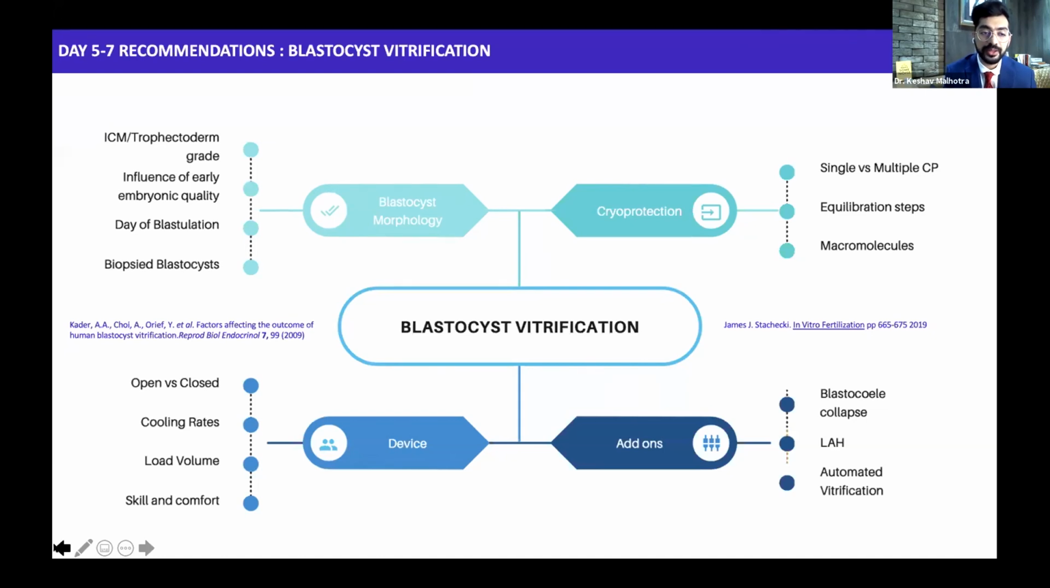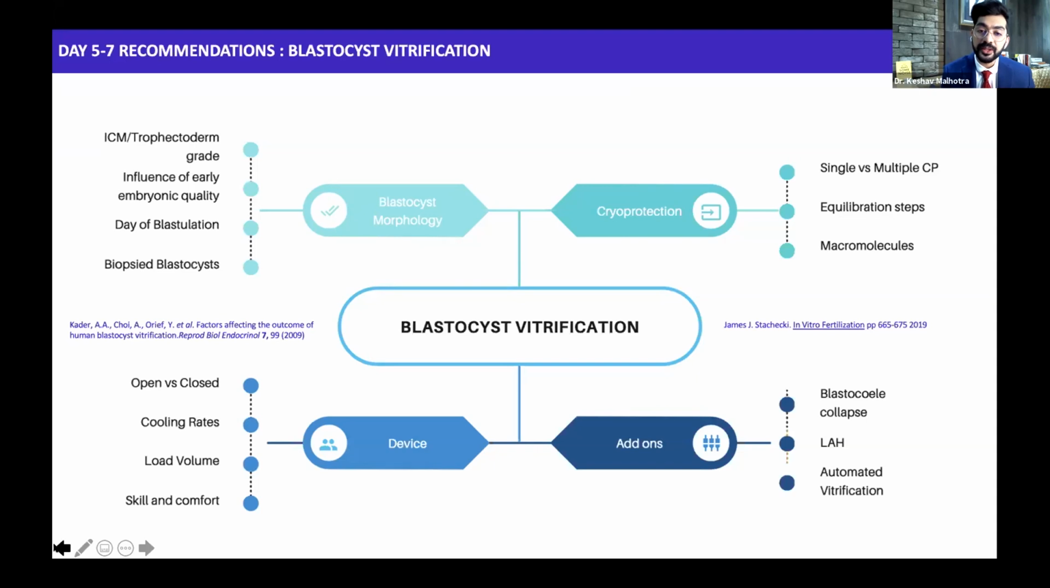Now, I'm sure Alpesh is going to talk about this, but cryopreserving blastocysts which have been biopsied is also a skill set which needs specialization, because you're creating a breach in the blastocyst, and depending on the kind of protocols that you're using, your time of equilibration might vary.